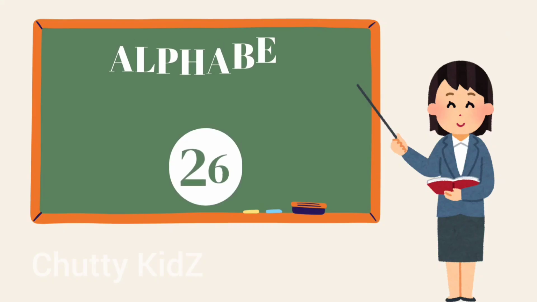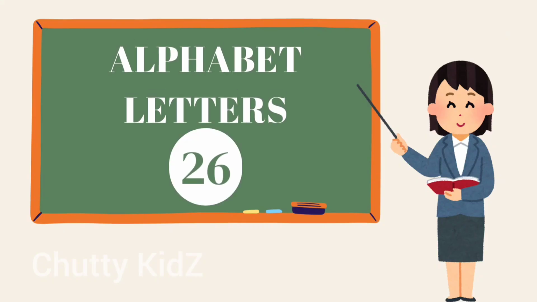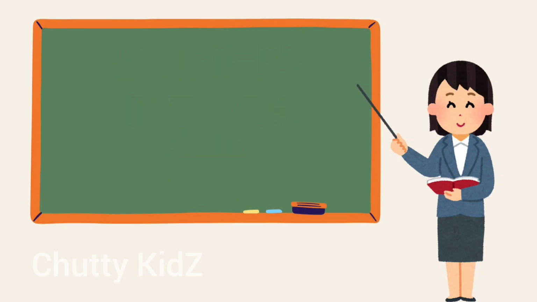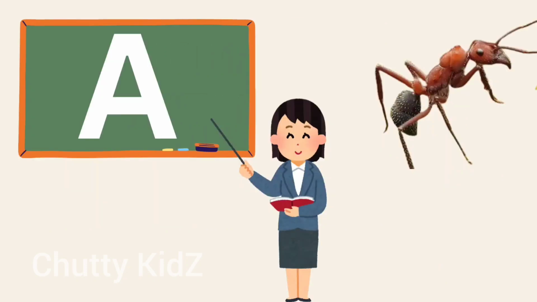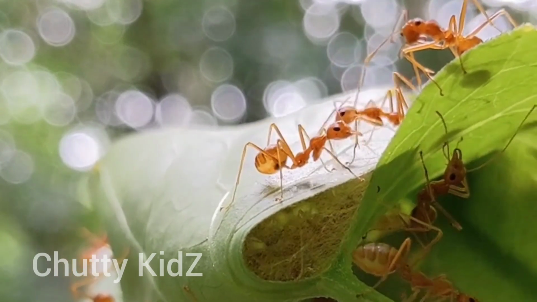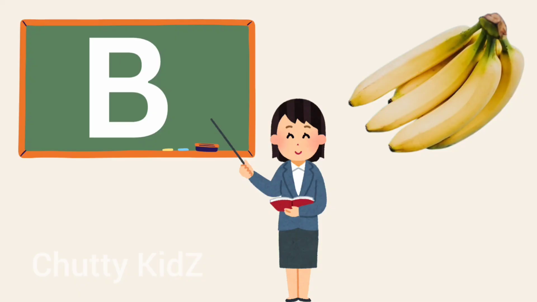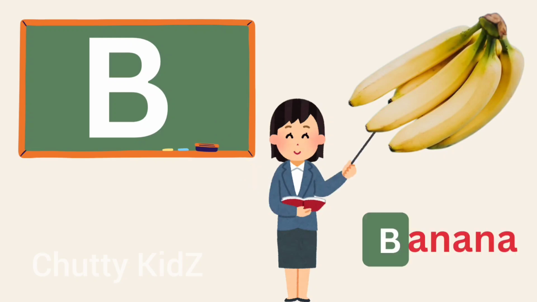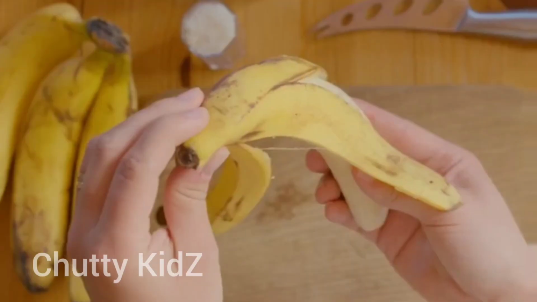Today we are going to learn alphabet letters. A. A for ant. A. A for ant. B. B for banana. B. B for banana.